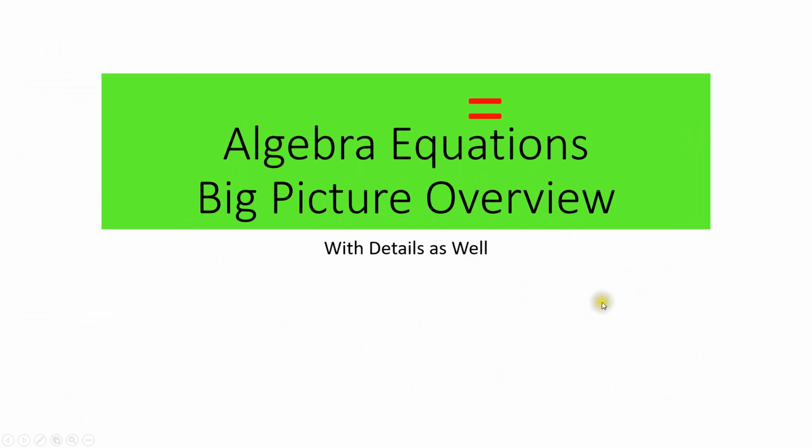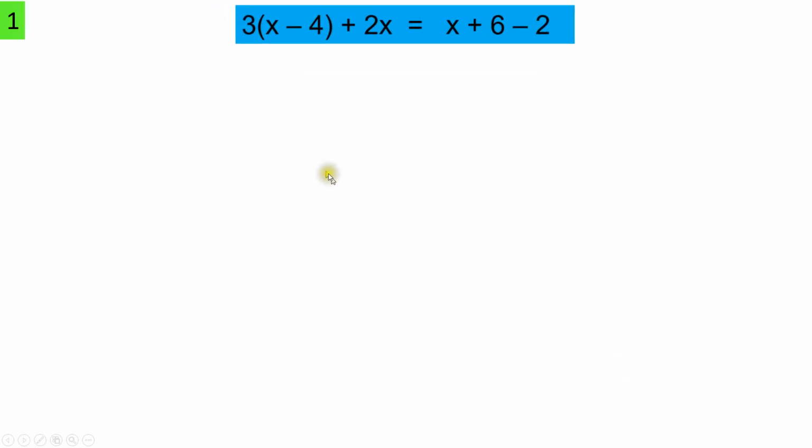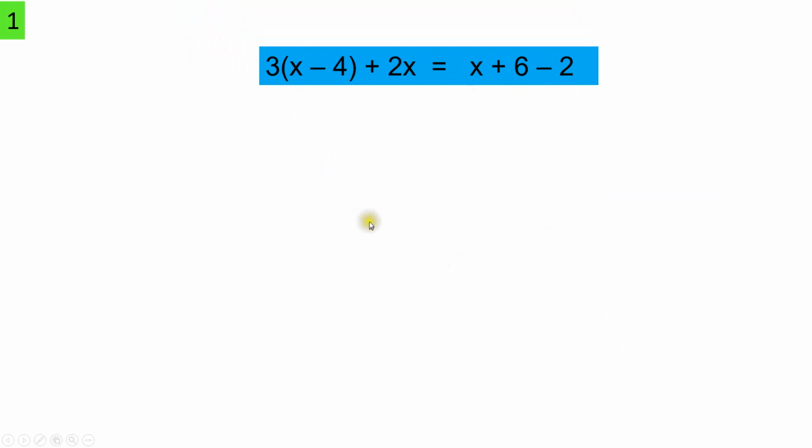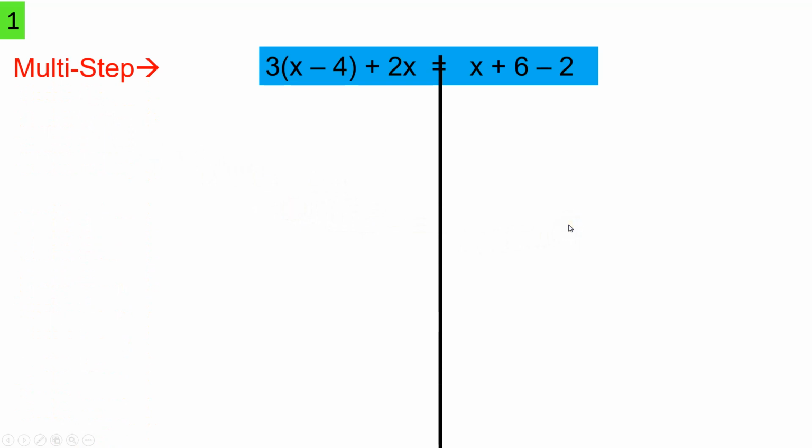We're going to do a big picture overview of equations. All right, solving equations. They have equal signs. Yay. All right, so here's a big, huge equation, right? Okay, it's a multi-step equation. You put your line, but let me show you something first, okay? x is equal to 4 is the answer. I've already worked the problem.